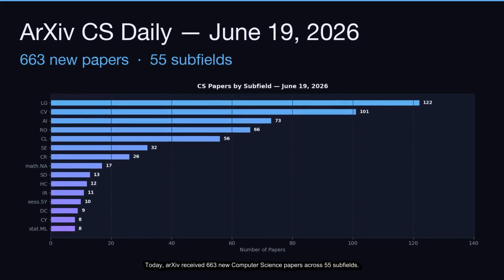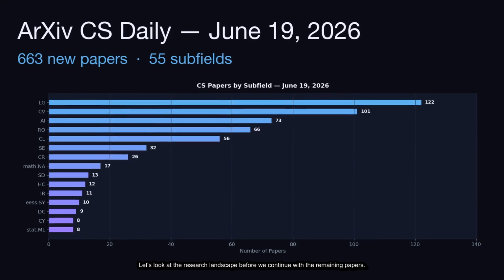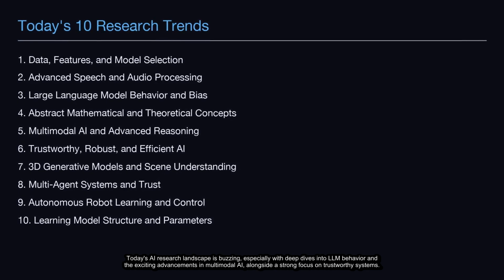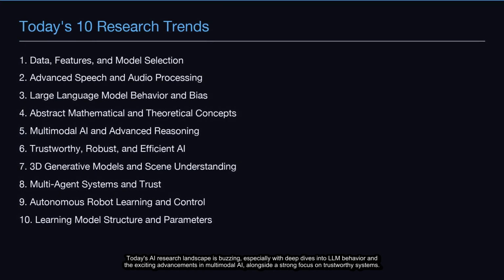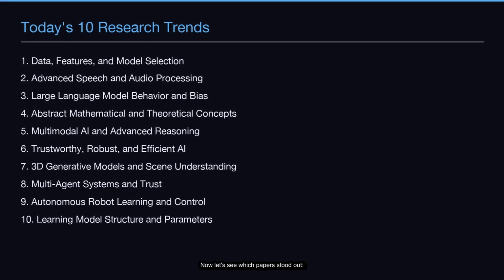Today, arXiv received 663 new computer science papers across 55 subfields. Let's look at the research landscape before we continue with the remaining papers. Today's AI research landscape is buzzing, especially with deep dives into LLM behavior and the exciting advancements in multimodal AI, alongside a strong focus on trustworthy systems. Now, let's see which papers stood out.